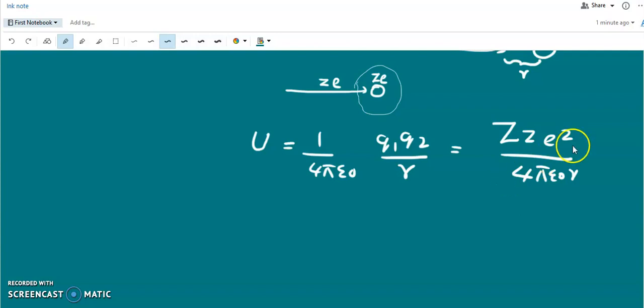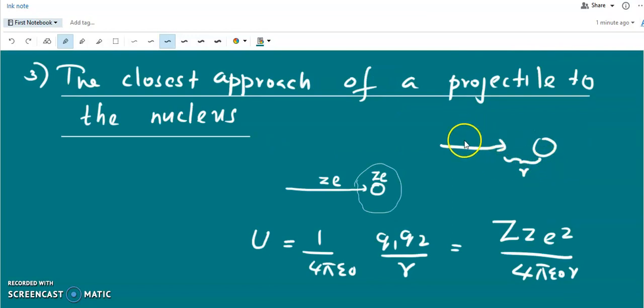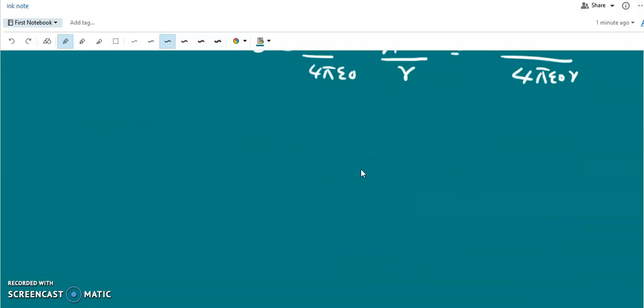So for the shortest distance between the projectile and the nucleus, R is minimum. At this point, the potential energy is maximum and the corresponding kinetic energy is minimum. And far away from the nucleus, at a very large distance, R is very large, approximated to infinity. So the potential energy is 0. At a very large distance from the nucleus, the projectile's potential energy is 0, and its kinetic energy is equal to its total energy.